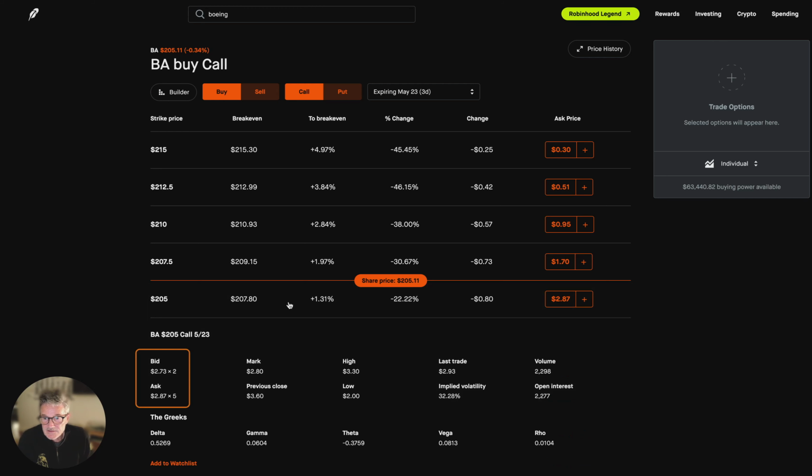In this case, we are looking at the call strike price. We can calculate the mid price between the bid and ask by adding the two values, 2.73 and 2.87, and then dividing by 2 to give us 2.8. We can then do the same for the put strike price.